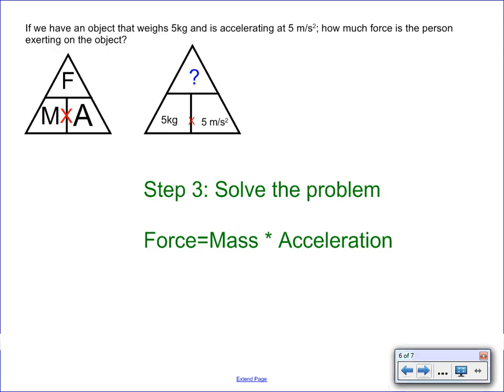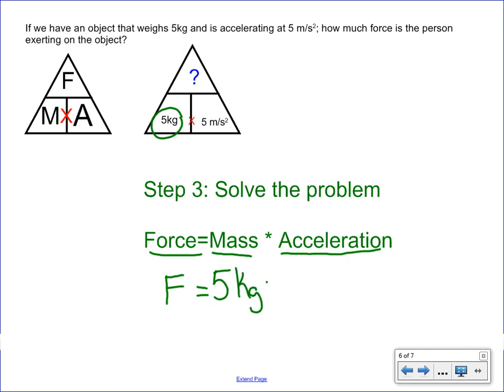First things first, write out your formula. Force equals mass times acceleration. Now we need to look at our triangle and fill in our formula. Force is still our question mark. Our mass is 5 kilograms. Our acceleration is 5 meters per second squared.